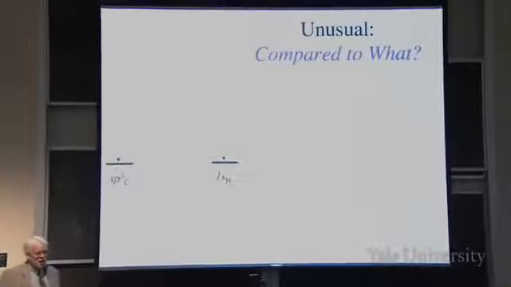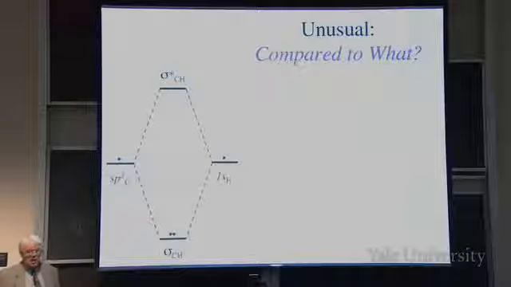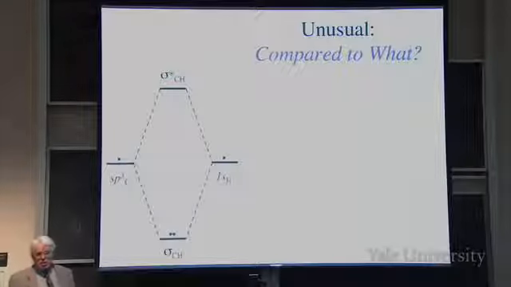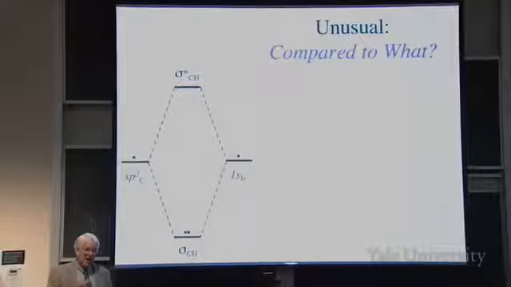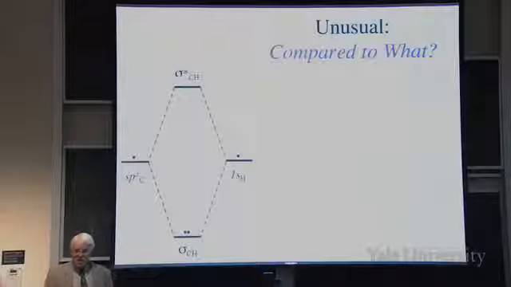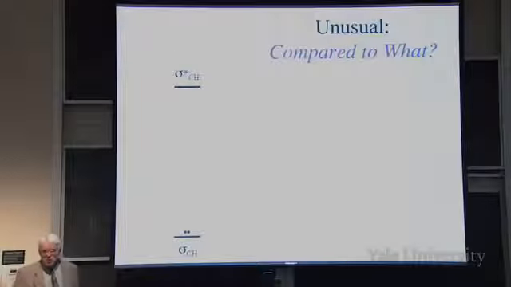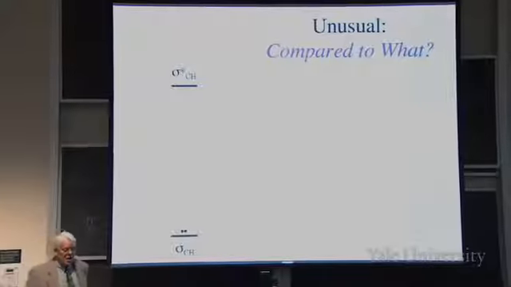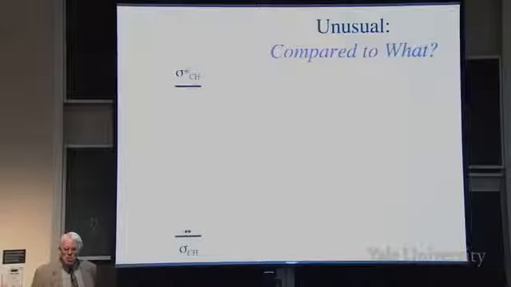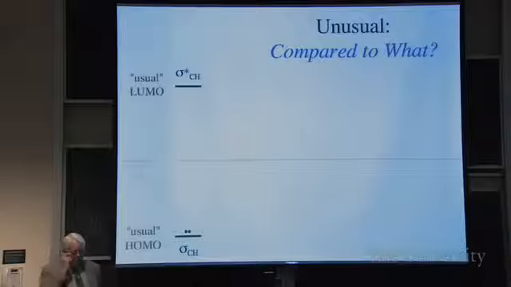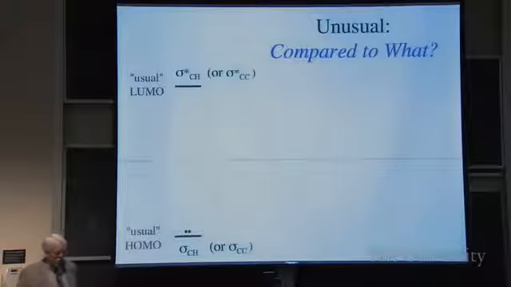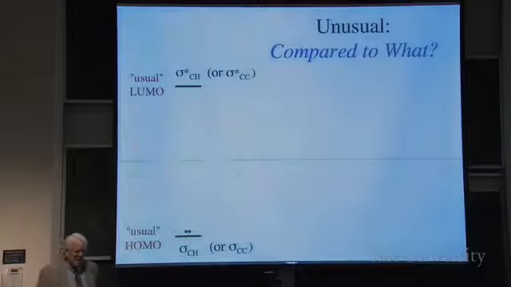Okay? So you bring two of these together, they overlap, and you get sigma and sigma star, and we've talked about that, the bonding and the anti-bonding orbital. So most of the occupied orbitals we're dealing with are CC sigma or CH sigma, and most of the antibonding orbitals are sigma star CH or sigma star CC. So those are our point of comparison. Those are the plain vanilla electrons and holes. Okay? Now let's look at other things and see whether they're unusual with respect to this. Now there will be several classes that they fall into, right? So those are the usual LUMO and the usual HOMO, or the CC analogs.